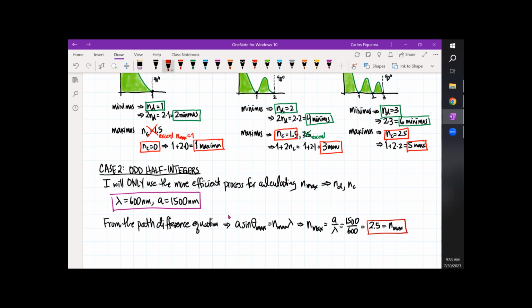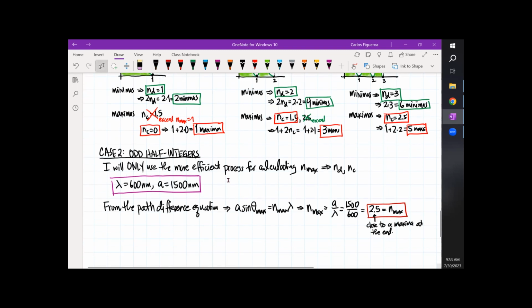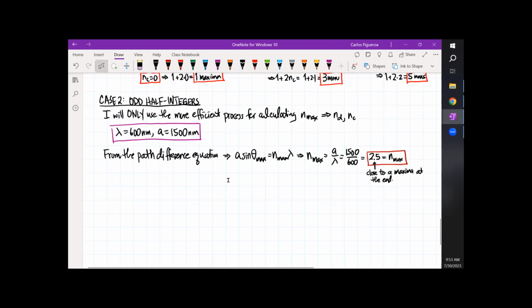So in this situation, the fact that this is a half integer means that this is close to a maxima at the end. And remember, we say close here because they're off by a little bit. So now, let's start summing the values.